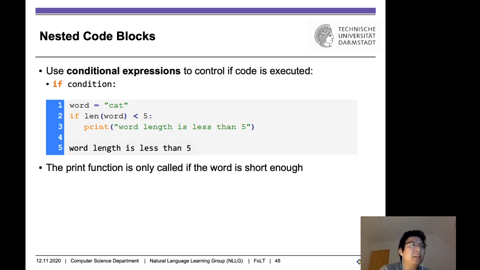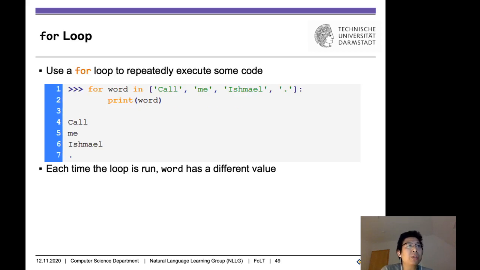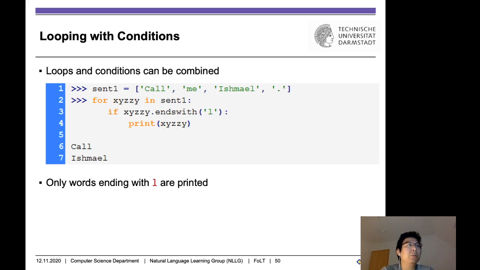Then we can use these conditional expressions to control whether code should be executed. And in these examples, the print function will be executed when the word length is less than 5. Now we look into the loop functions, where we can use the loop to iterate every single word in a given list. Also, we can combine loop functions with conditions. In these examples, only words with a particular character L will be printed.